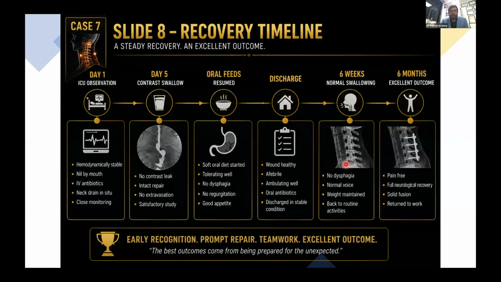On day 1 he was hemodynamically stable, and on day 5, when we did a contrast swallow, there was no contrast leak, and we resumed oral feed slowly. By the time of discharge, his wound was healthy. At 6 weeks he was swallowing normally, and at 6 months it was an excellent outcome.